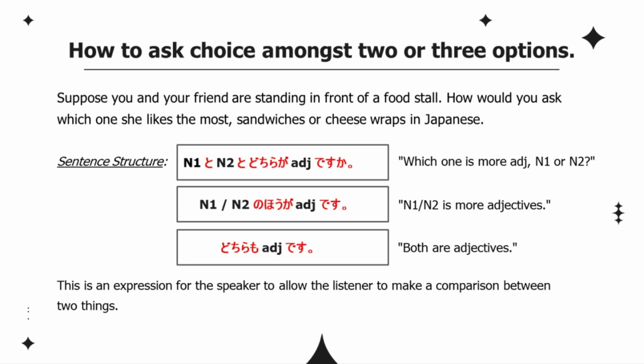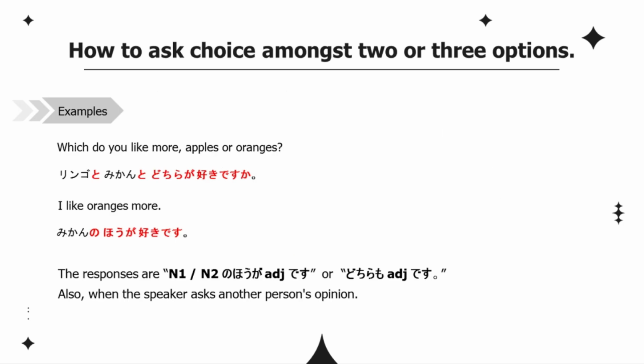Which do you like more, apples or oranges? リンゴとみかんとどちらが好きですか？ I like oranges more. みかんの方が好きです。 The responses are N1 slash N2 no hou ga adjective desu or dochira mo adjective desu. Also, when the speaker asks another person's opinion.